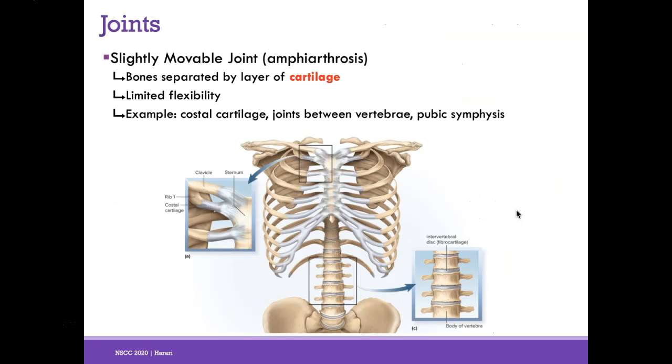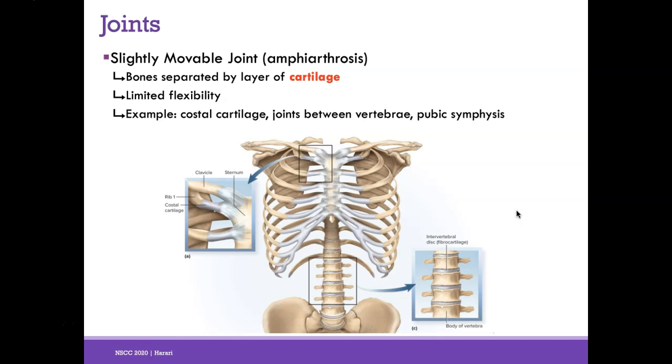We then have some slightly movable joints. We call these amphiarthroses. And this is where bones are separated by a little bit of cartilage. So there's cartilage in between these slightly movable joints. There's limited flexibility.